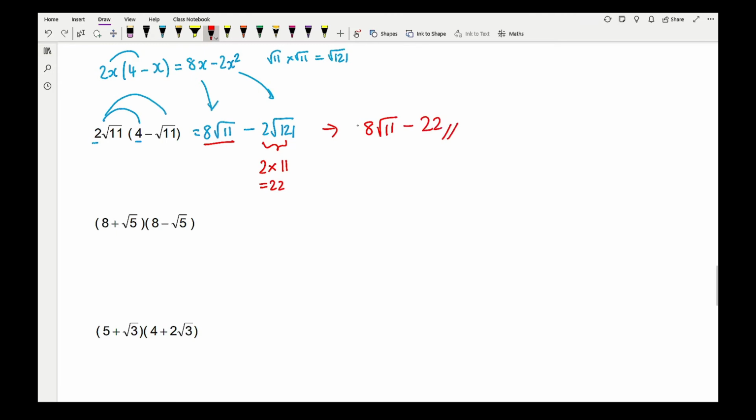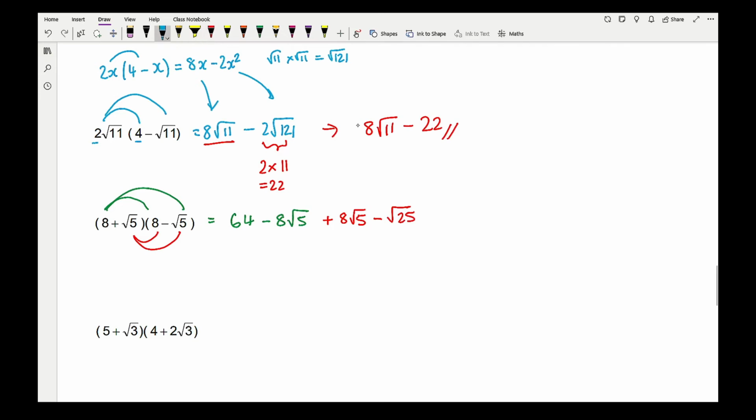Now, when it moves to double brackets, again, we're going to use the method of whichever you use. So here we're going to do 8 times 8, which is 64. And then 8 times minus root 5 leaves me with minus 8 root 5. Then I've got root 5 times positive root 5 times 8, which leaves me with positive 8 root 5. And then I've got root 5 multiplied by minus root 5, which leaves me with minus root 25.